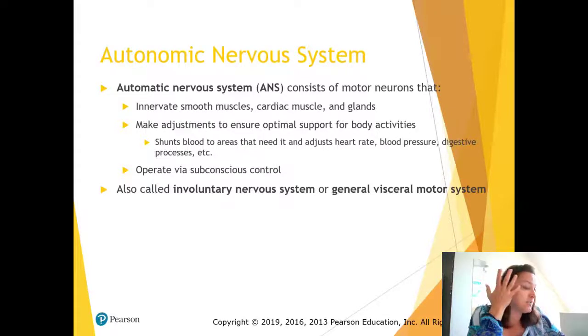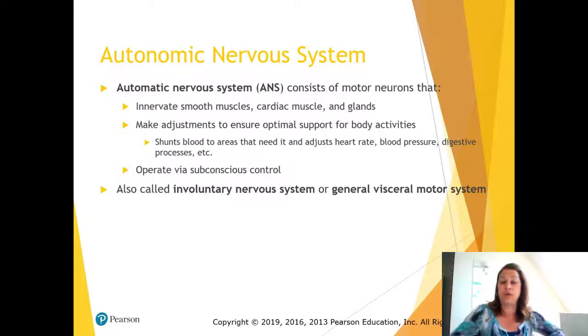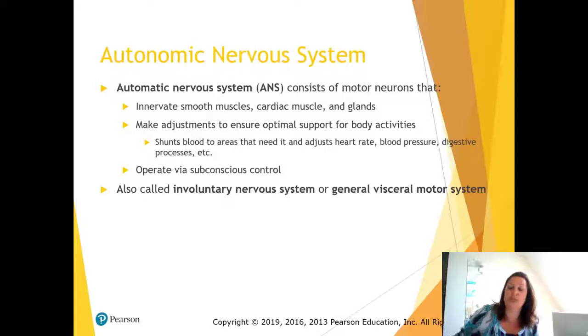Okay, so we've talked about the autonomic nervous system a couple of times. This is a nervous system that contains a motor neuron, so this is a motor output. This doesn't have anything to do with sensory input. This is the involuntary portion, so it is smooth muscle, cardiac muscle, glands, those three main tissue types and organs that are affected by the autonomic nervous system. So basically, they operate via subconscious control.